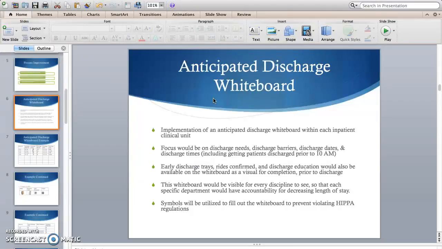This whiteboard would be visible for every discipline to see, so that they really can all have accountability. And then symbols will be utilized to fill out the whiteboard to prevent violating HIPAA.